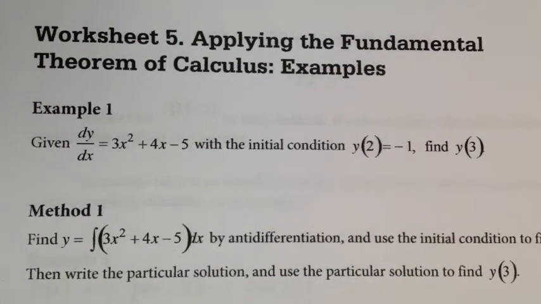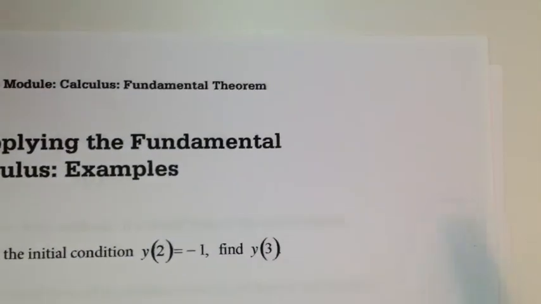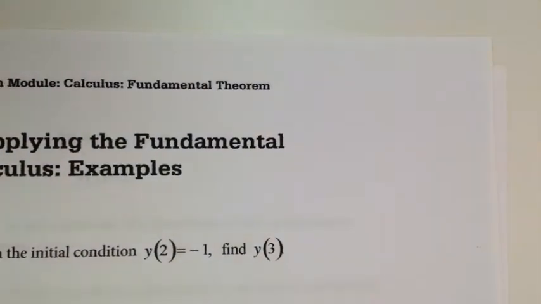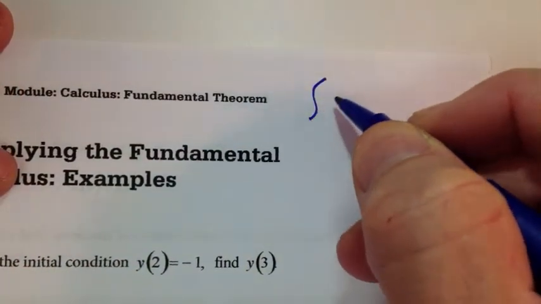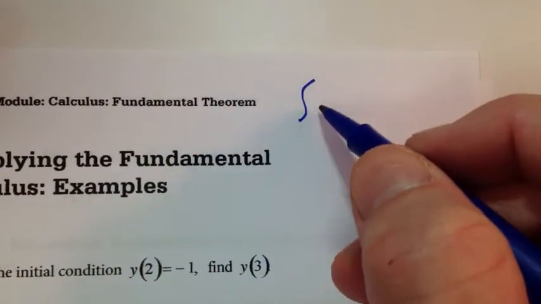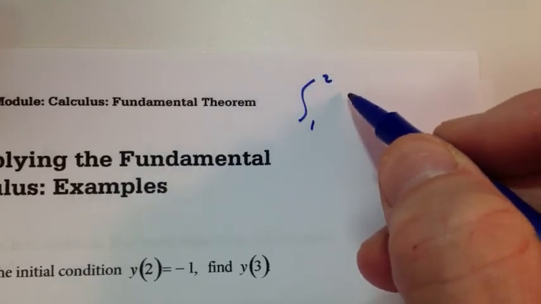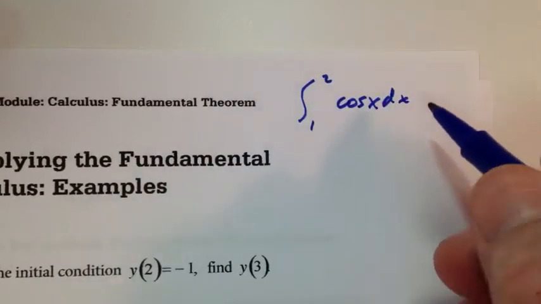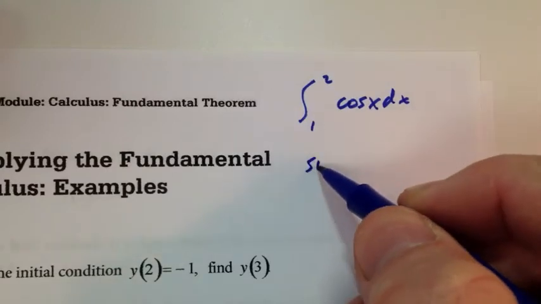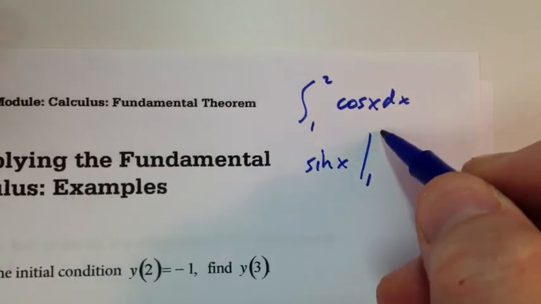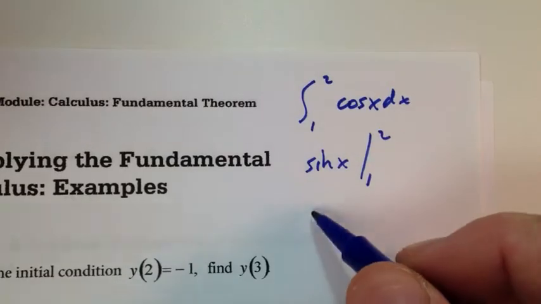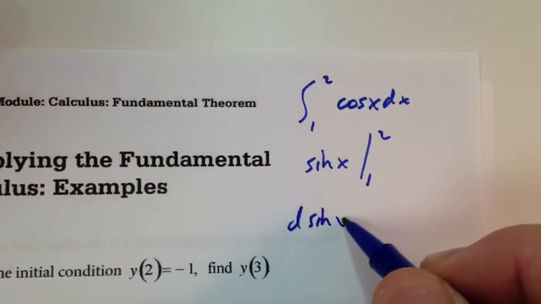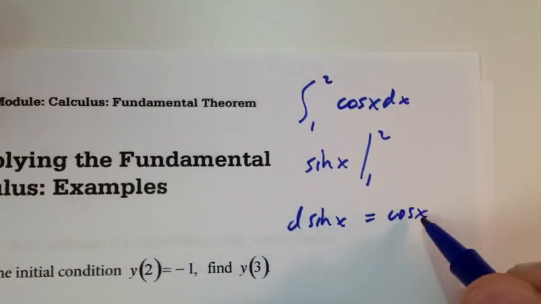One thing before we actually start the examples here, so we're going to do some examples in worksheet 5. But like I said, one thing that I want to do and make sure you understand before we do these examples is this. If we were to write the integral, let's say, from 1 to 2 of the cosine of x dx, then we would take the sine of x and evaluate that from 1 to 2. Because the derivative of the sine of x is the cosine of x.